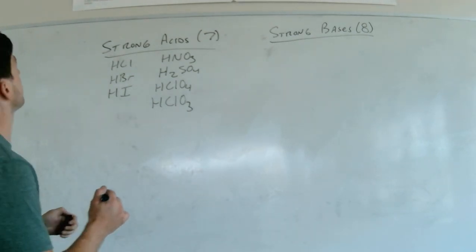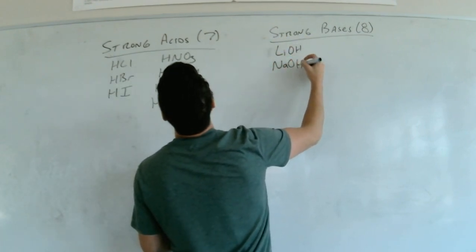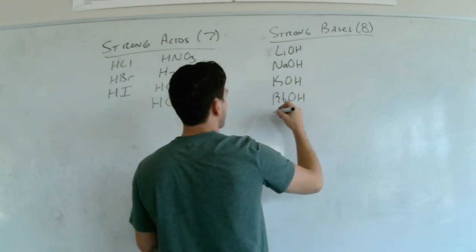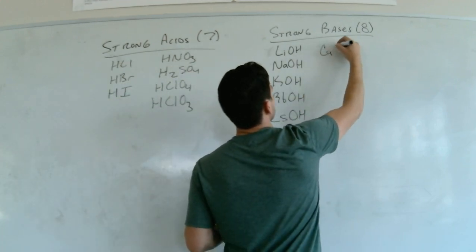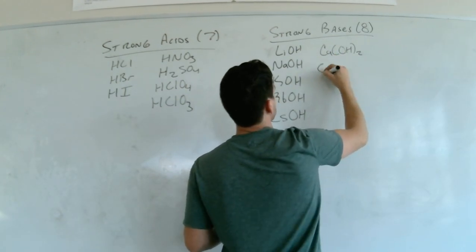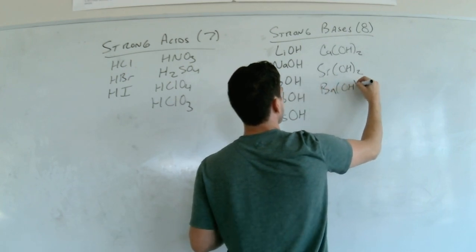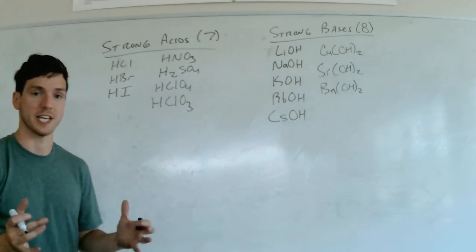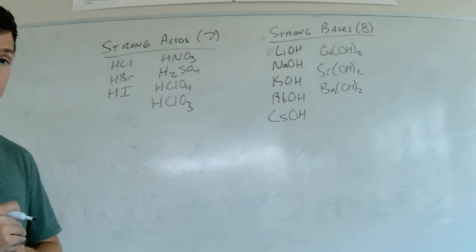Our strong bases are LiOH, NaOH, KOH, RbOH, and CsOH. And then we also have calcium hydroxide, strontium hydroxide, and barium hydroxide. So these are all our strong bases as well. Those are ones that are really reactive and dissociate a whole lot. So those are our strong acids and strong bases.